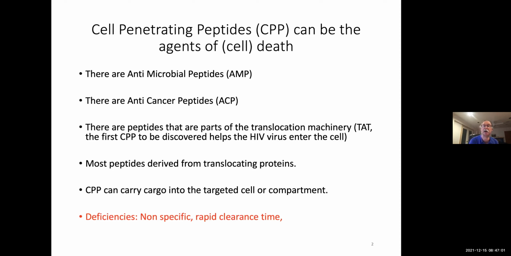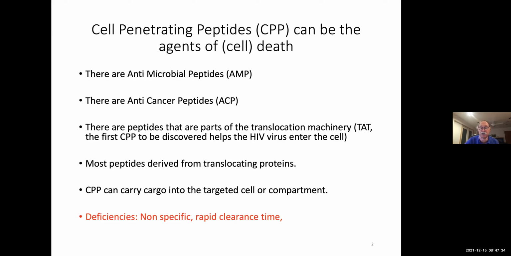and that is one of the ideas in which people are using CPP to try to cure cancer, by peptides that aim at cancer. They're getting into the cell and then delivering something that will damage or kill the cancer cells as well. The deficiency of using CPP, and there isn't even a single CPP that is approved by the FDA as a drug, is that in many cases they're non-specific. They're not really going into the particular type of cell that we are interested in. And something that we already mentioned, which is the rapid clearance time.